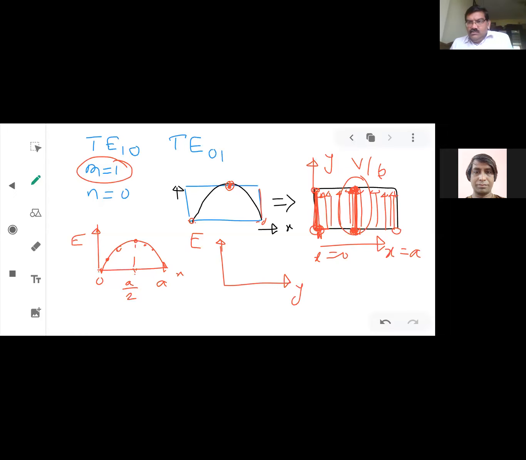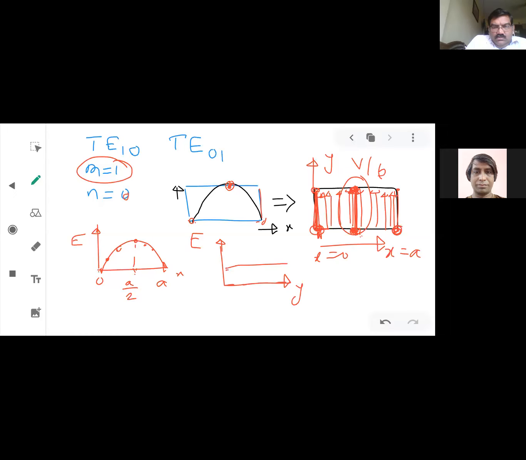So between top and bottom, V by B, that is going to remain same. The electric field intensity is going to remain same. And on the extreme right, the electric field is 0. So it means that there is no variation in y direction. That's why n equals 0. This is how you get TE10.